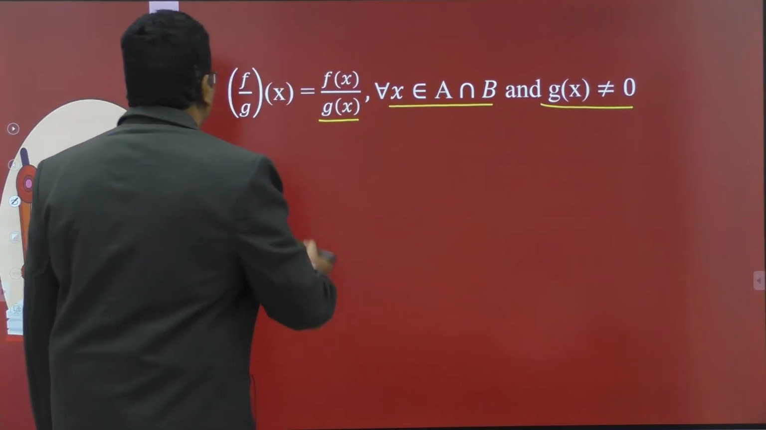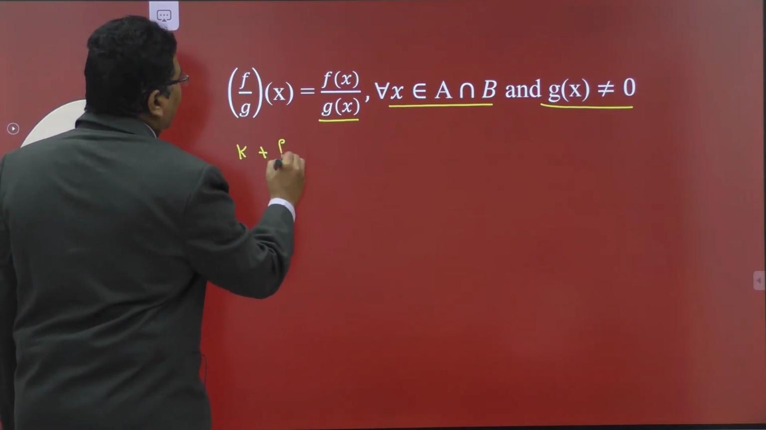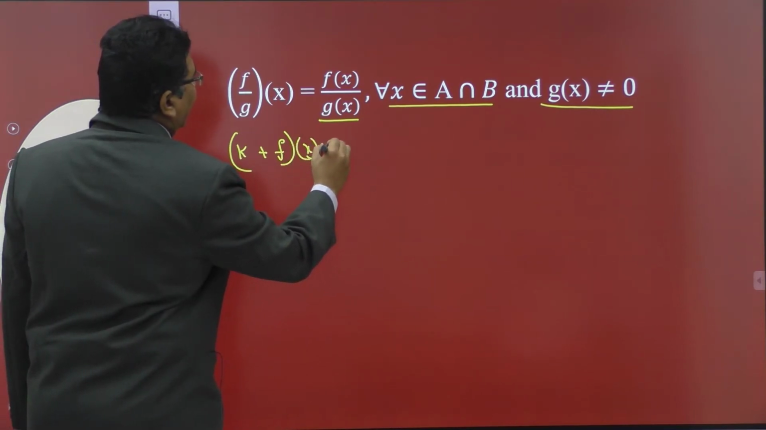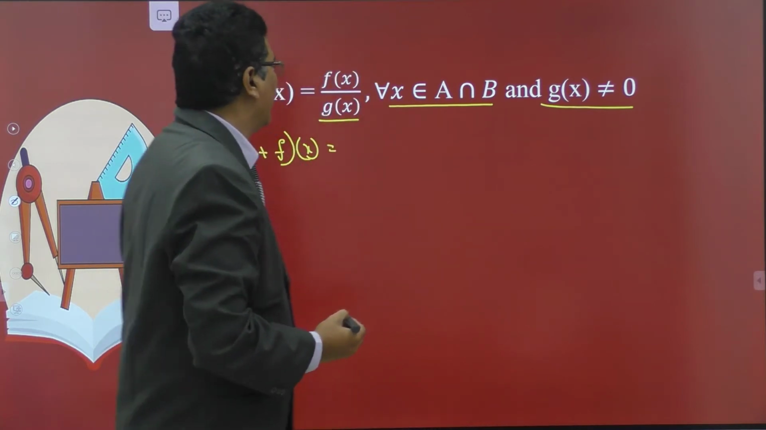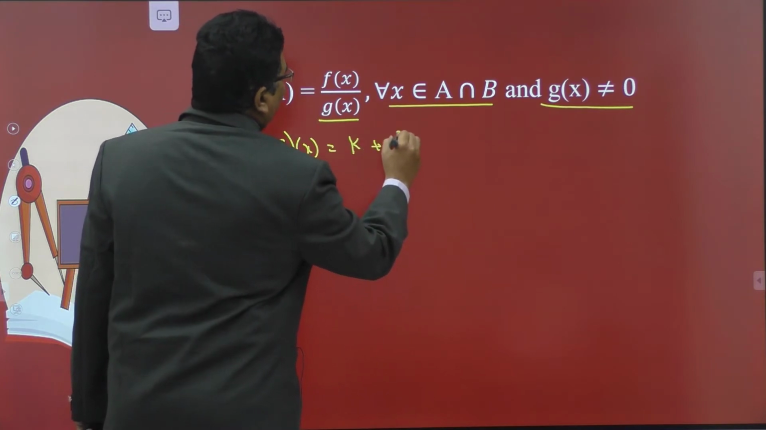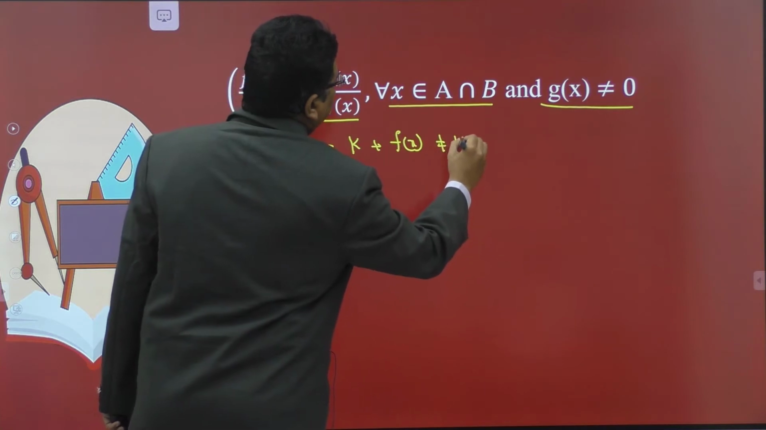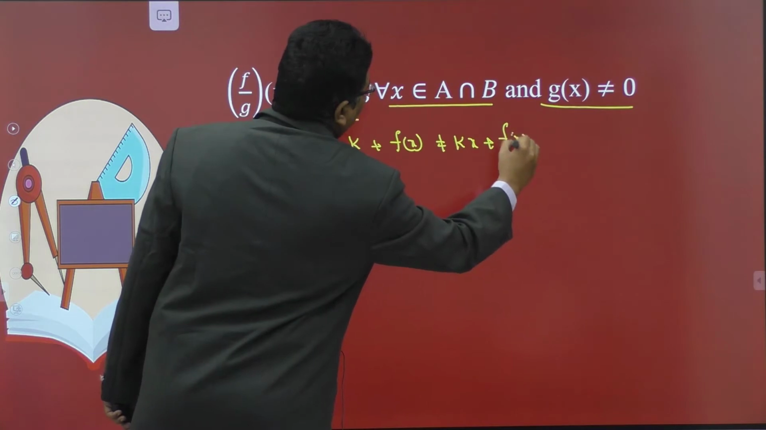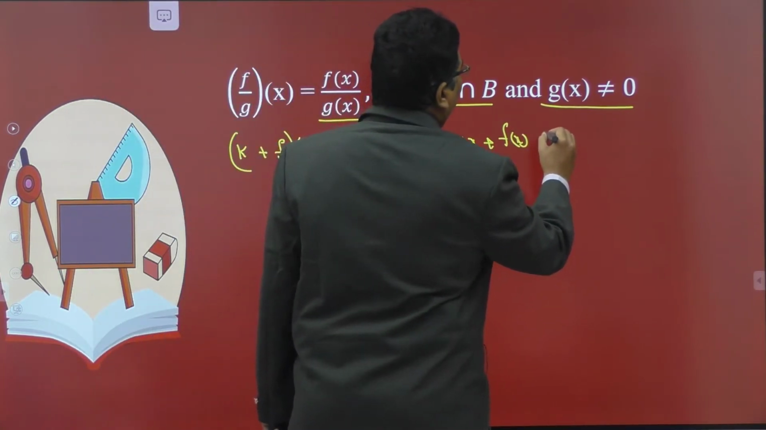Right. Now, what is k plus f of x? (k plus f)(x), where k is any real number, is equal to k plus f(x). This is not equal to kx plus f(x), where k is any real number.